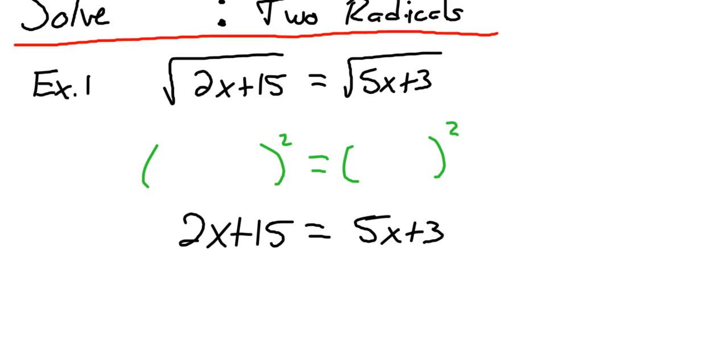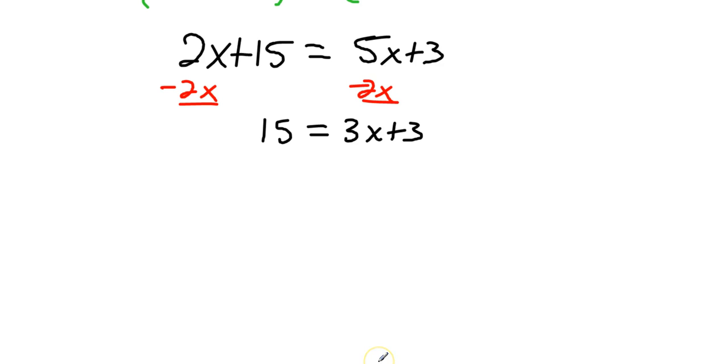Okay, so from here, I kind of like getting rid of the smaller amount of x's. So let's subtract 2x from both sides. So we've got 3x plus 3 equals 15. We're going to subtract 3 from both sides. So 12 would equal 3x. Take 12 divided by 3 and your x is 4.